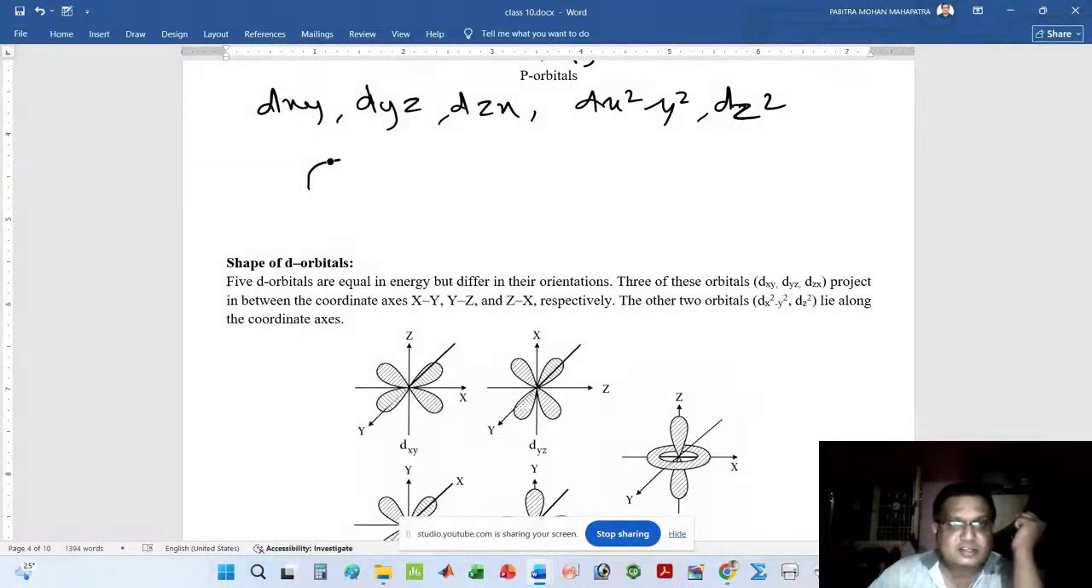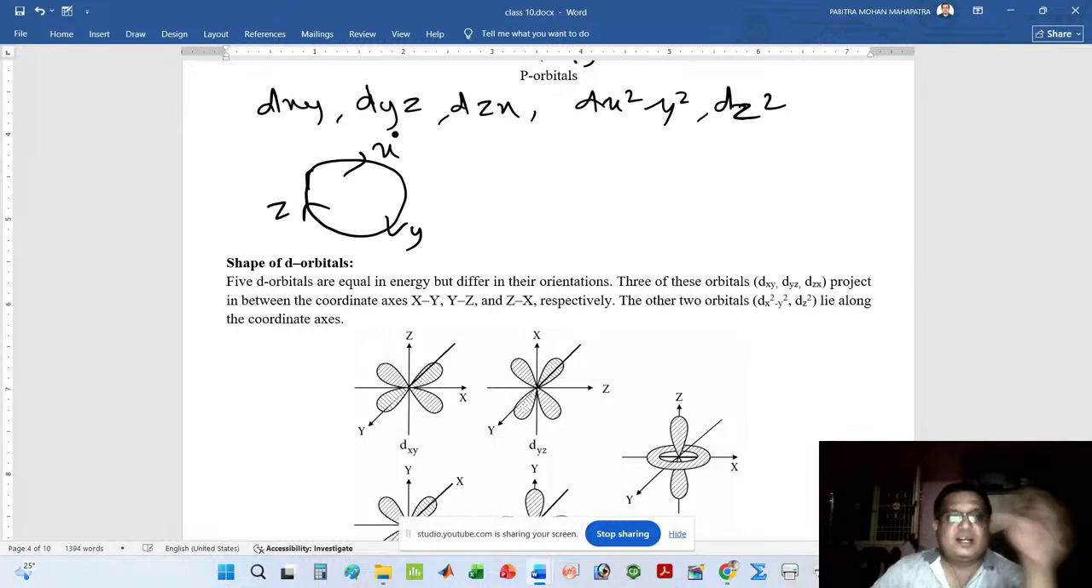Take a circle. This is the circle. Remember this. Suppose this is your x, this is your y, this is your z. Think about x to y; the arrow mark looks like this. After x, y will come; after y, z will come; after z, x will come. So write down like this.